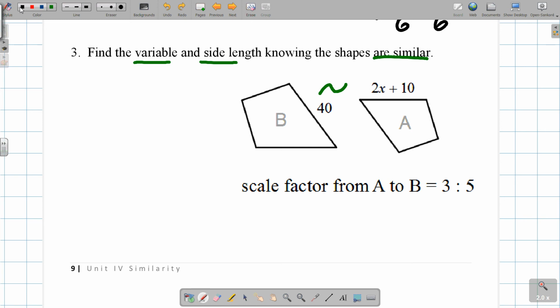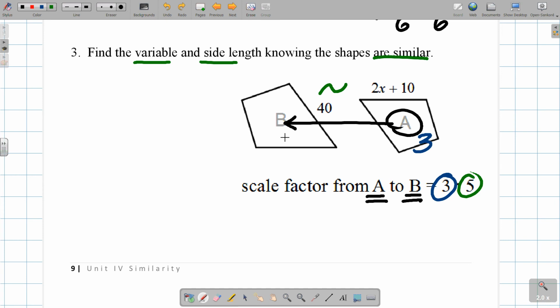Similar. It says scale factor from A to B. Watch. Notice the direction going from A to B. So draw an arrow from A to B, and my ratio is going to be 3 to 5. Do you notice the direction there? So I'm going to make a ratio 3 to 5 from A to B. In fact, I'm going to make a little notation, A to B. Match and mirror from A to B.